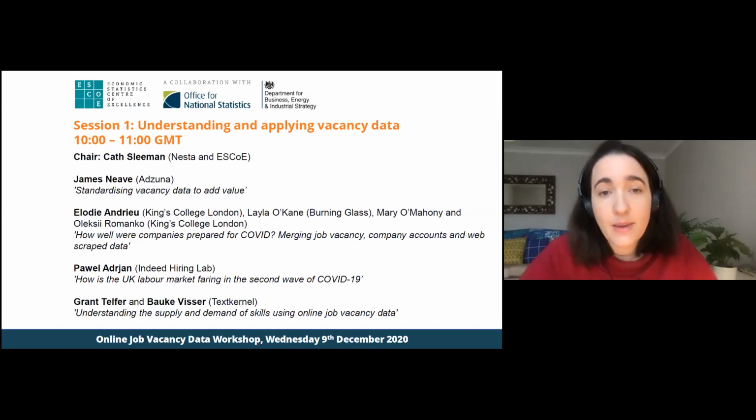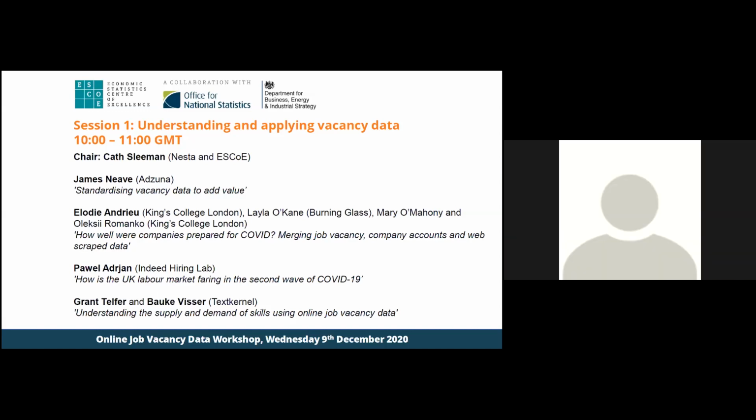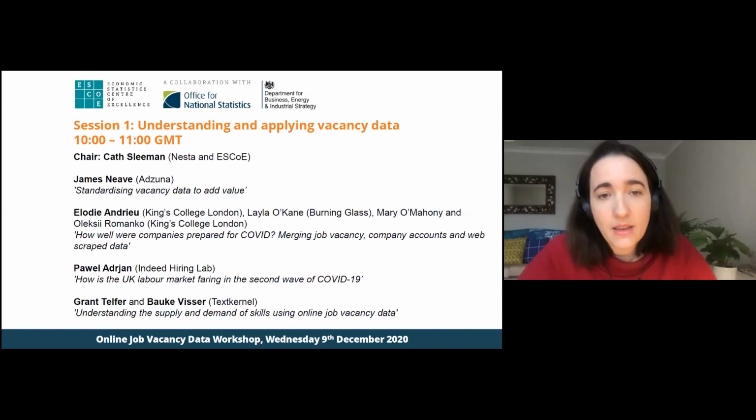This first session is about standardising advert data and then applying it to inform real world issues. So we have two presentations about the biggest issue of the day, COVID. One from King's College with Burning Glass data, and the second from Indeed's hiring lab. The third applied paper is from Textkernel, and it's about using adverts to measure the supply and demand for skills. But we're starting with James Neave from Adzuna. He's going to be speaking about standardising job adverts.